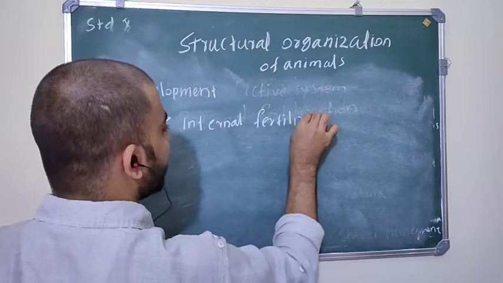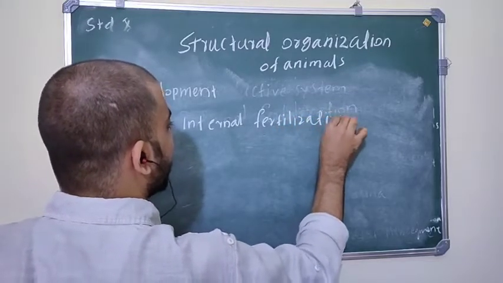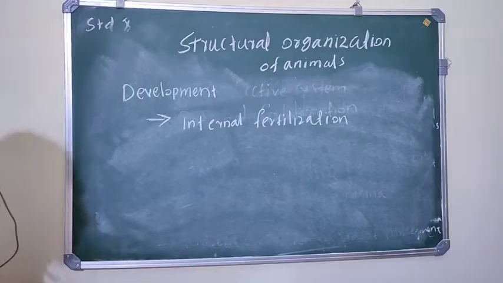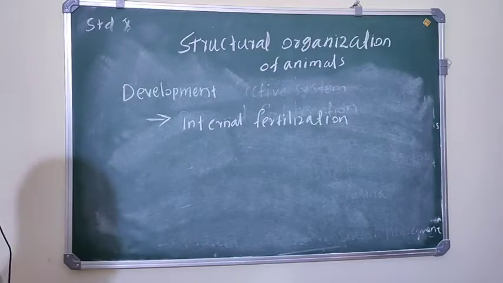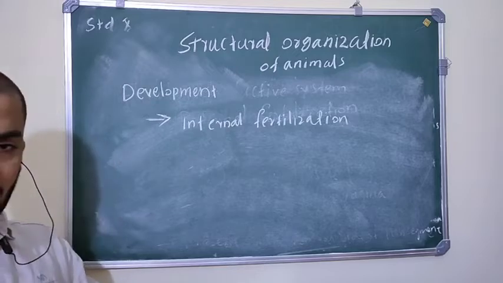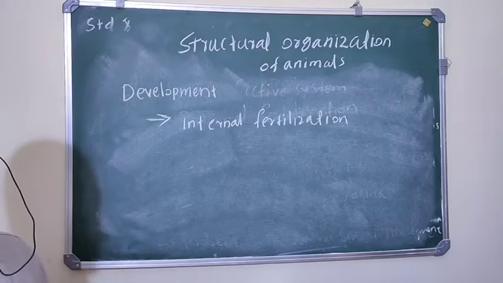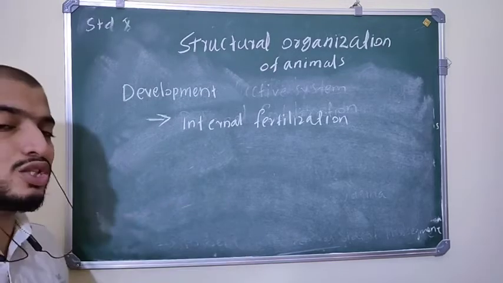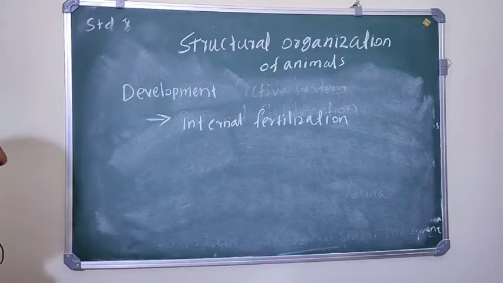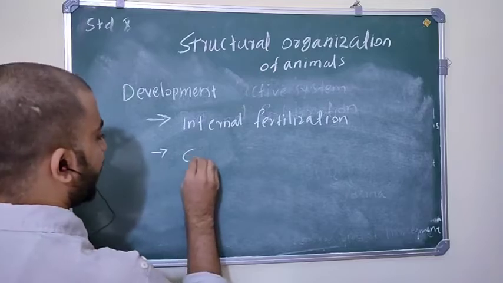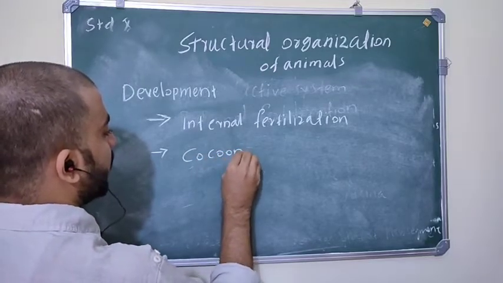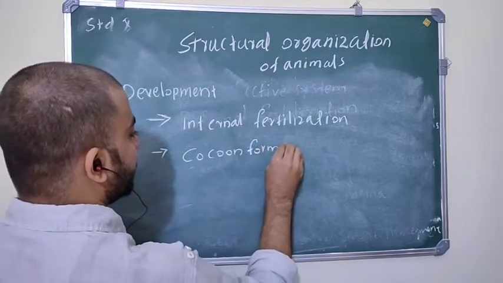So you know what is fertilization? The fusion of male gamete and female gamete. So internal fertilization means the male gamete and female gamete fertilize inside the body. That kind of fertilization is called internal fertilization. Okay. So after fertilization, what happens? The cocoons are forming. Cocoon formation takes place.